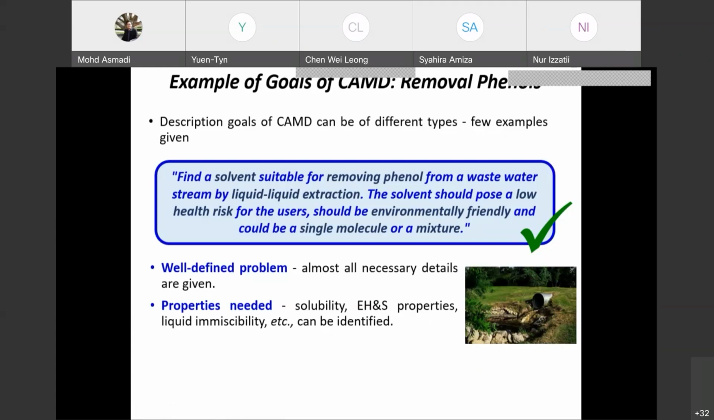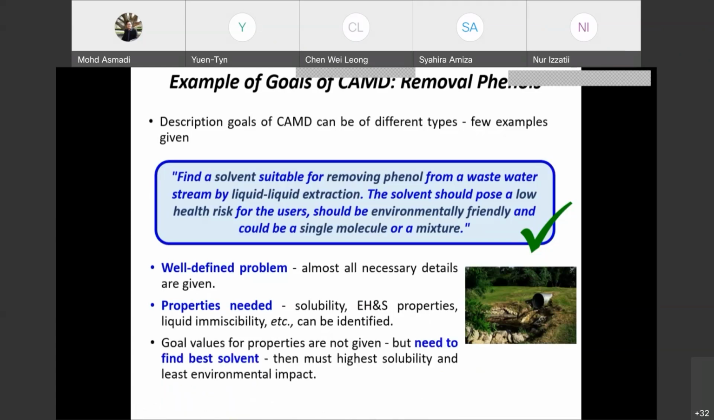So these are the properties needed, which can be measured. Goal values for the properties are not given, but we need to find the best solvent, with the highest solubility and the least environmental impact. The solvent must be the least harmful, because we want to do liquid extraction. So that is the goal value for the properties for this problem.